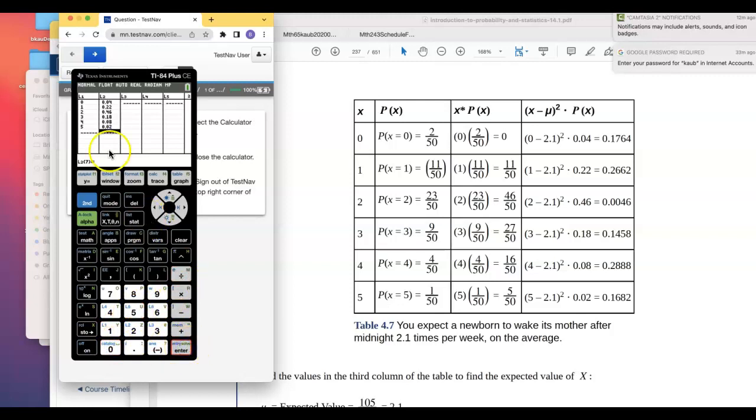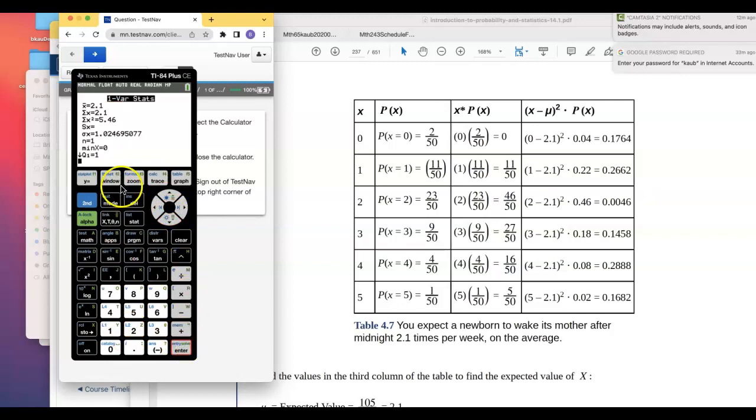Okay, so you enter in your x and p of x in L1 and L2. You go through the same process as if you were using your one variable statistics here. So you're going to calculate one variable statistics. You're going to use your frequency to be L2. So again, you're going to hit second 2 to put L2 in there. You're going to go calculate.